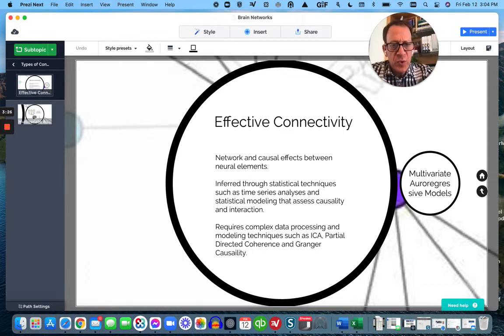Then we move into what's called effective connectivity. Effective connectivity means that there are network and causal effects between neural elements. This is really what we're looking for. We want to know what causes what and how we can influence that. This is inferred through statistical techniques such as time series analyses and statistical modeling that assesses causality and interaction. This requires complex data processing and modeling techniques such as independent components analysis, partial directed coherence, and Granger causality.